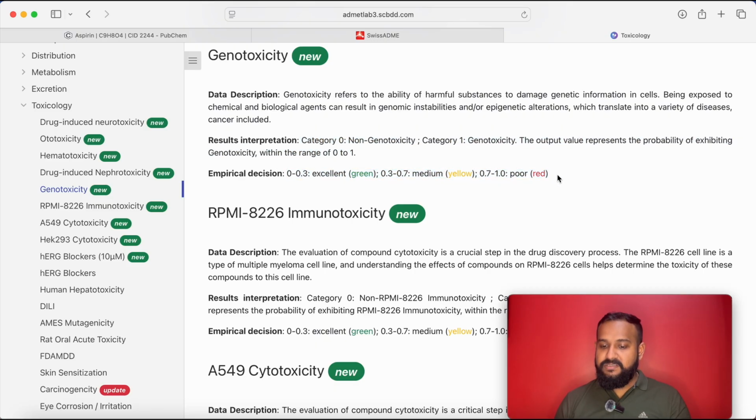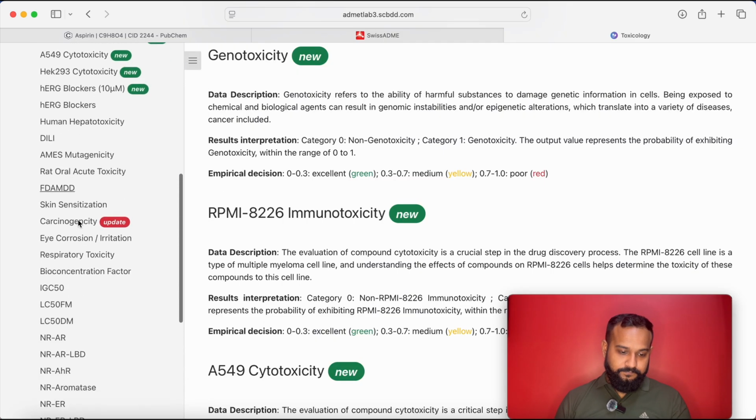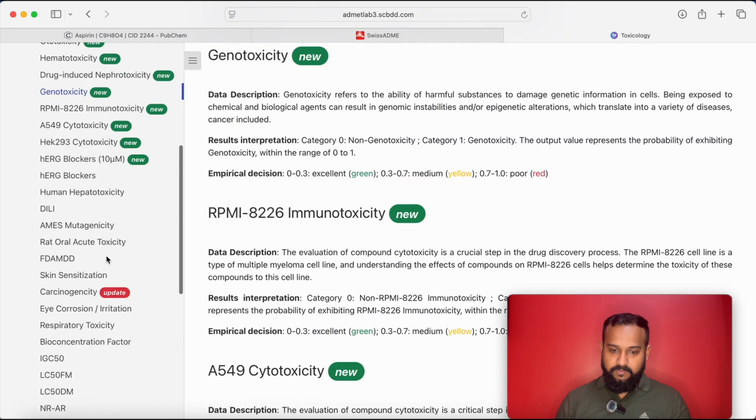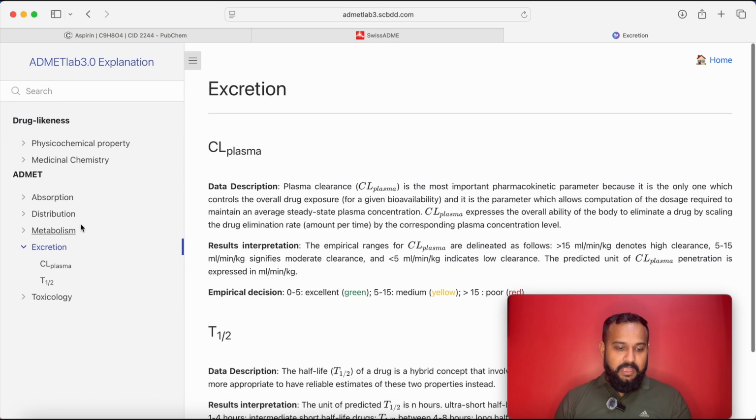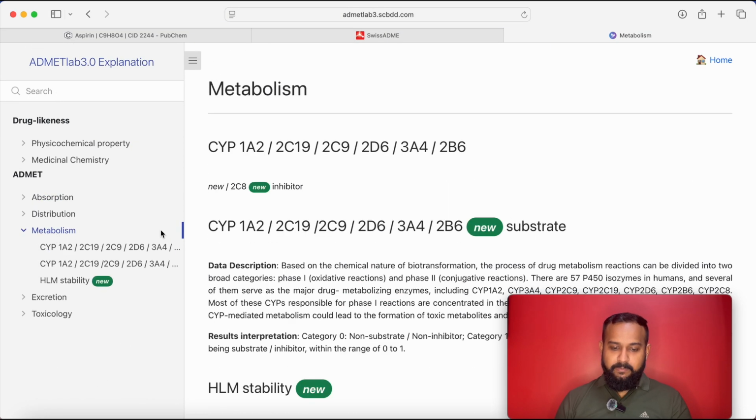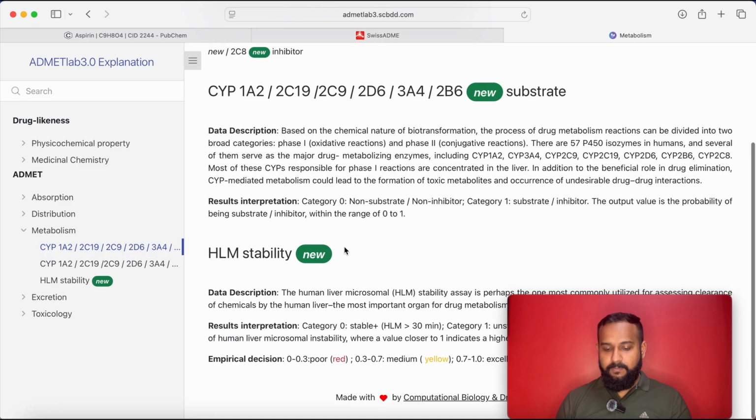empirical decision based on what they have marked, demarcated as green, yellow or red. So you can infer why it is green, why it is yellow. So from here you can know about them. What I was referring to, I will just let you know, just give me 1 second. Here you have the excretion parameter, metabolism, everything you can read from here.